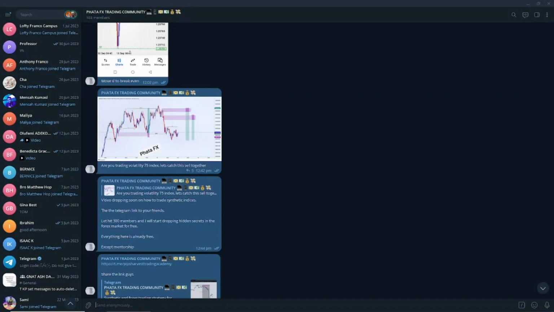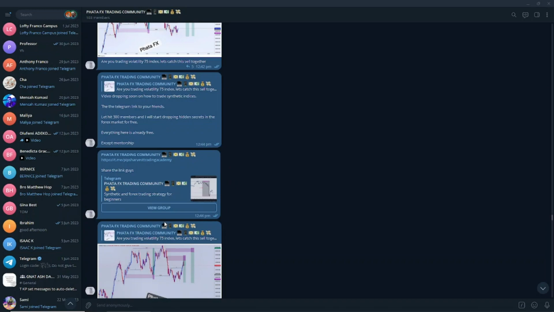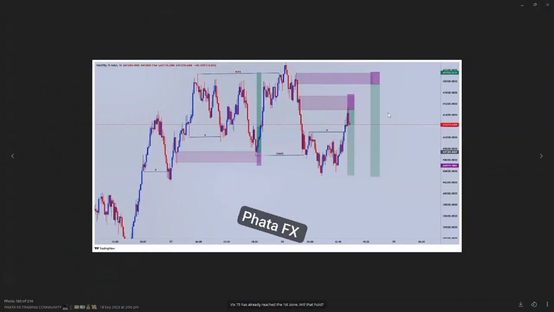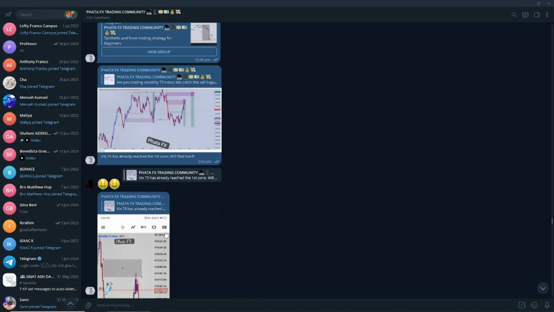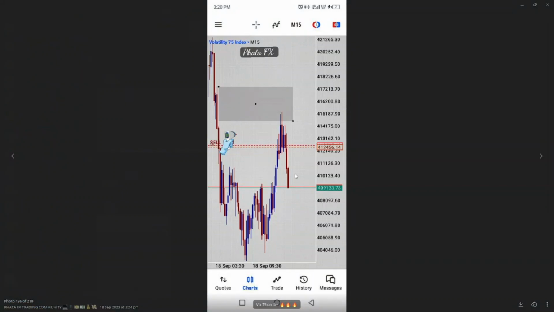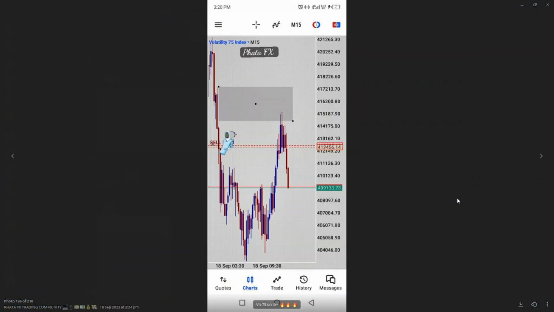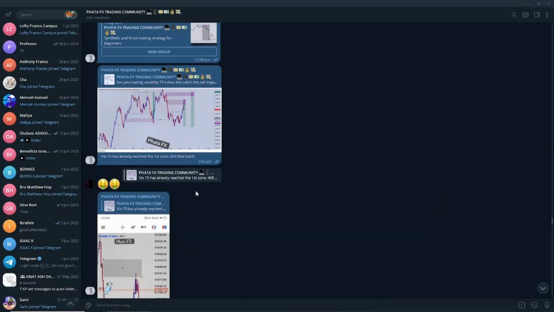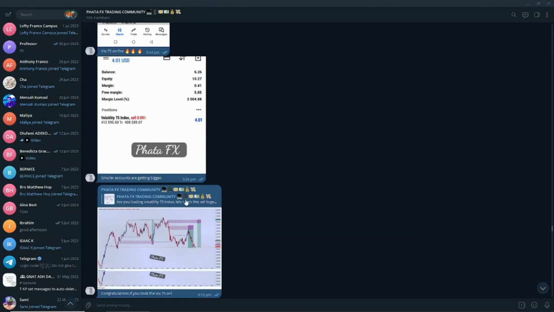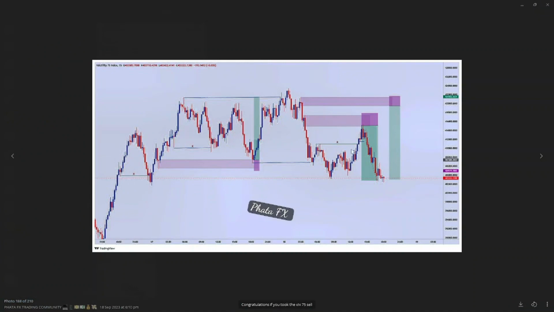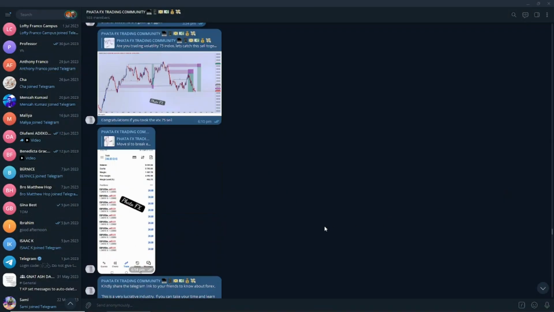Are you trading Volatility 75 index? Let's catch this sell together. And it really went well. Price tapped into our zone, the first zone, and successfully we took our profit. It really hit our TP at this point here.